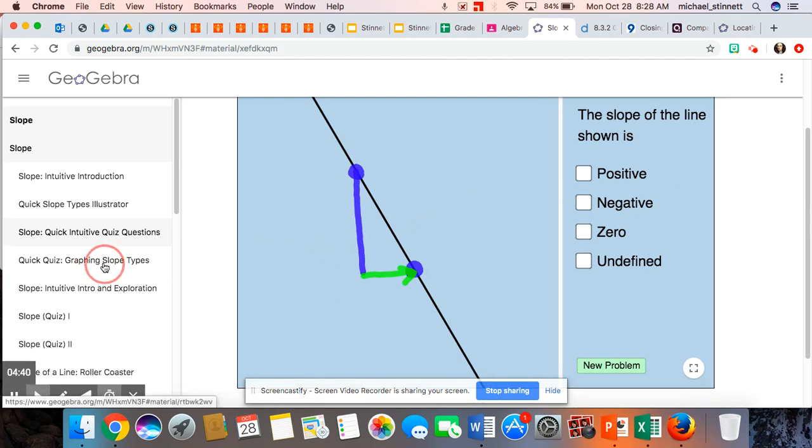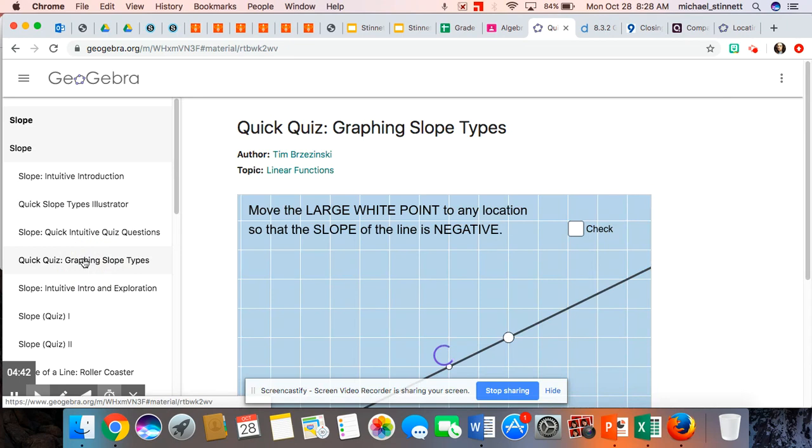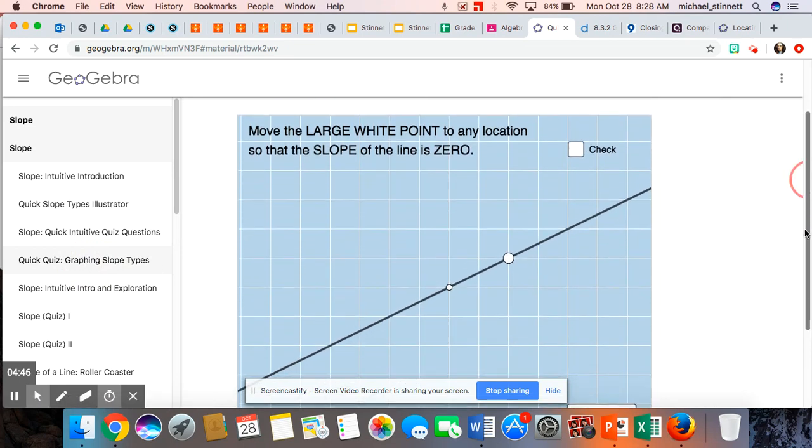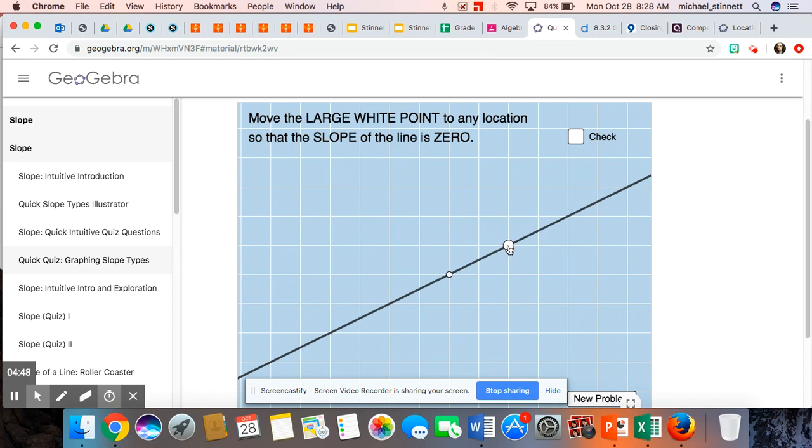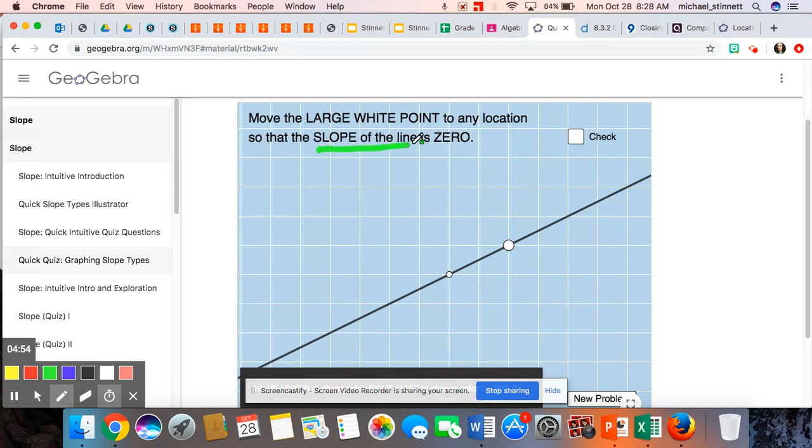And then for your next one, it's the quick quiz. And this is really similar also. But what you can do is you're going to move it around and you're going to answer this question up here. So this is the actual question. What does a slope of 0 look like?